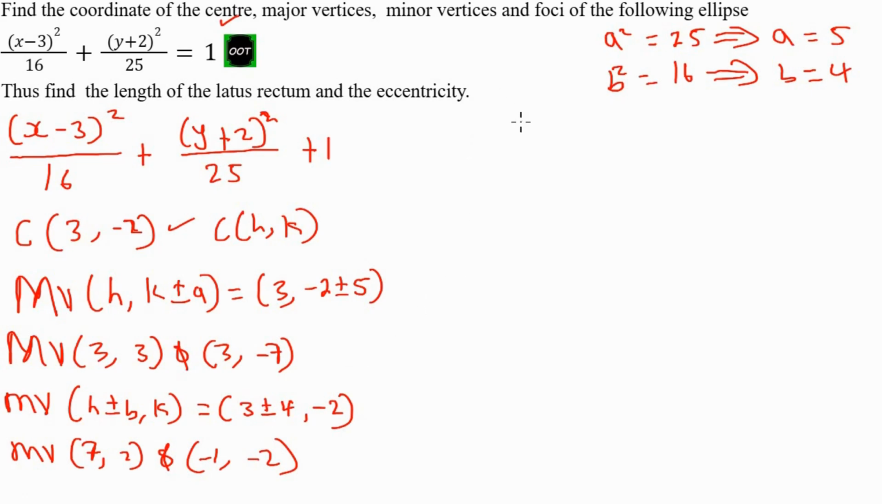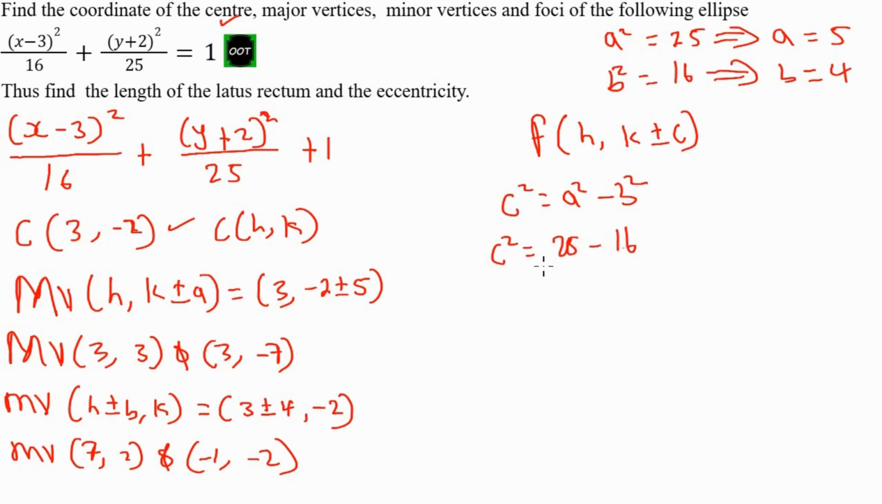For the foci, since it's a vertical orientation ellipse, the foci will have its value along the y-axis. And also, since it's not centered at the origin, the value along the x-axis will not be 0. Instead, it will be h, comma, the value of k plus or minus c. Perfect. So we need the value of c actually. Now, since c squared is equal to a squared minus b squared, c squared would be equal to a squared is 25, b squared is 16. The difference of these two is 9, and taking the root of both sides, the root of 9 is 3. Okay, perfect.